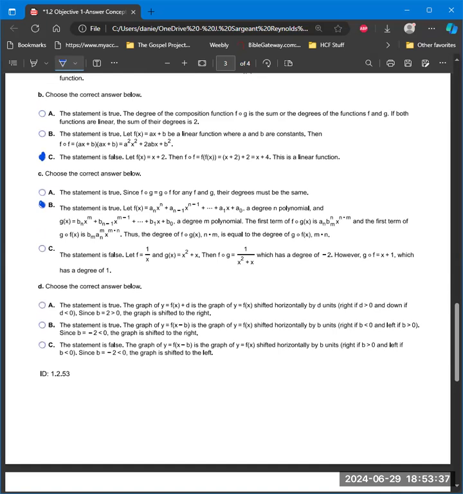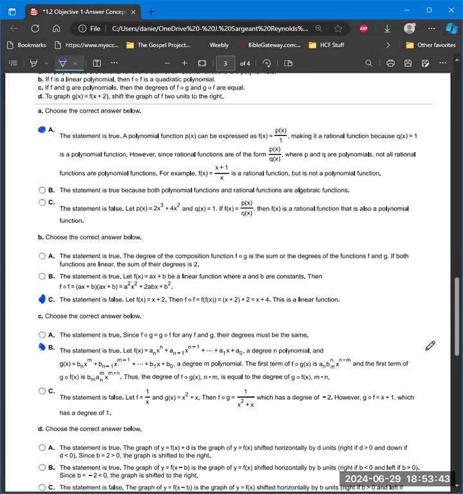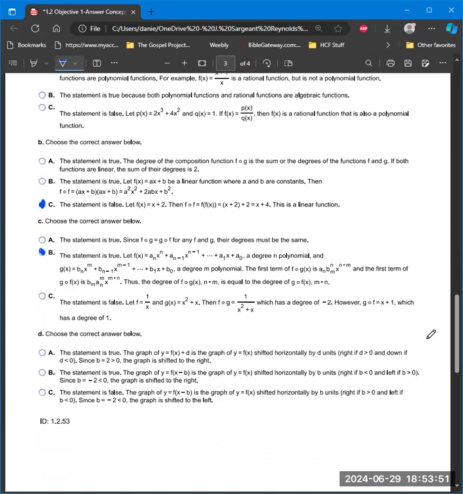And then for part D, let's look at the question up here. It asks us to graph g of x equals f of x plus 2. Shift the graph of f 2 units to the right. No, that's wrong. We need to shift 2 units to the left. The graph of y equals f of x minus b is the graph of f of x shifted horizontally b units to the right if b is greater than 0, and left if b is less than 0. Since b equals -2 is less than 0, the graph is shifted to the left.